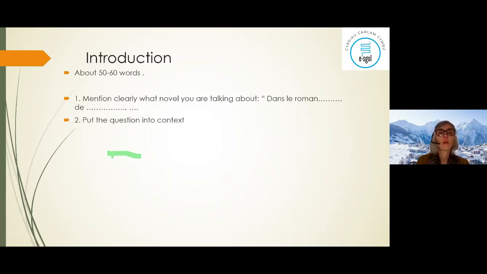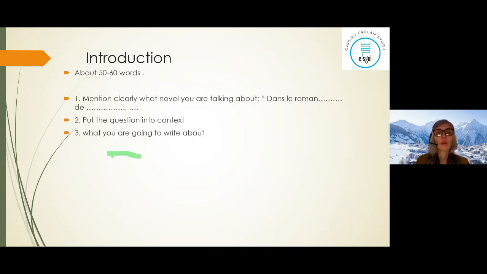Then you have to put the question into context. Often you've got that in the question itself if it's a theme. If it's a character, perhaps you'll have to say a bit more about it. Like if I take Un secret, Louise, une amie de la famille. Okay, something simple, you don't develop on it there, but just put it in context. Who is that woman? Une amie de la famille.